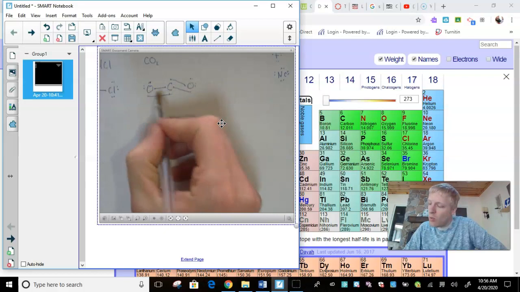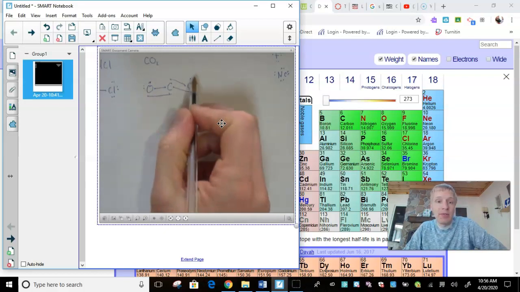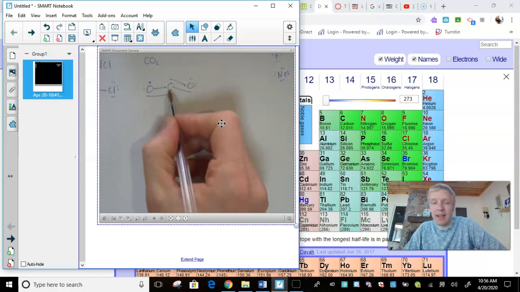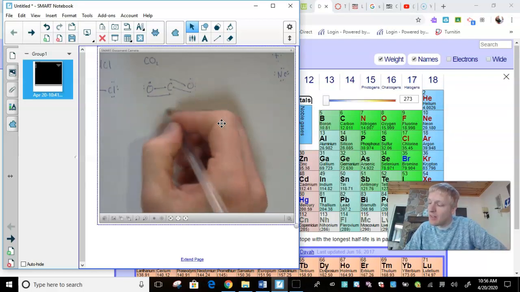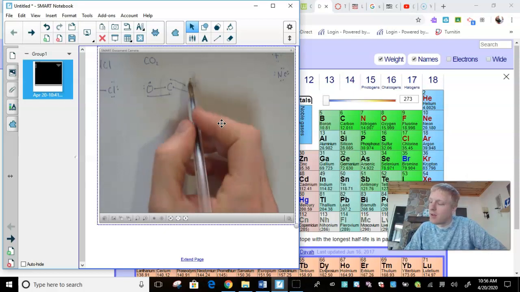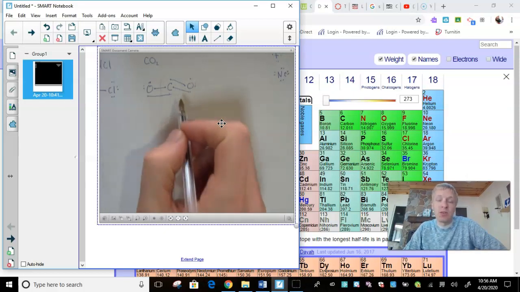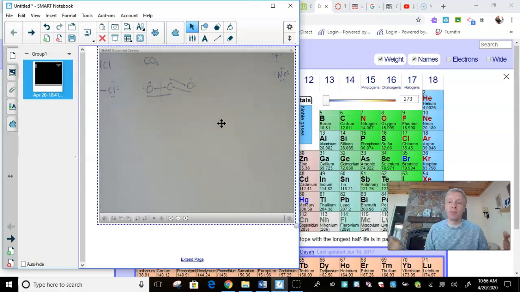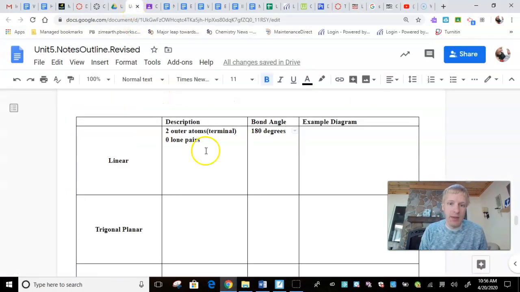This has 2 outer atoms, and on the center atom, it has 0 lone pairs. So the key is looking just at the center atom. We're not looking at the outer atoms at all. When we're determining how many lone pairs it has for the purposes of shape, we have to look at just the center atom, and it has 0 lone pairs. And what we said earlier was 2 outer atoms, 0 lone pairs, therefore it's linear. So those are two examples of linear.